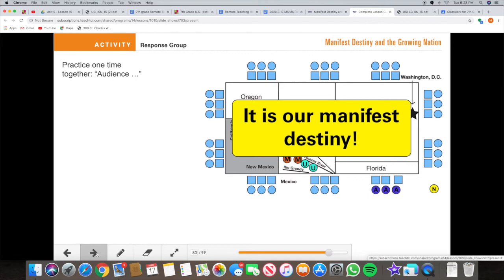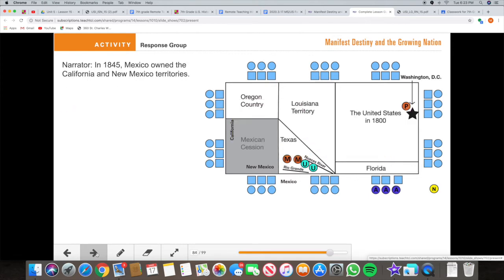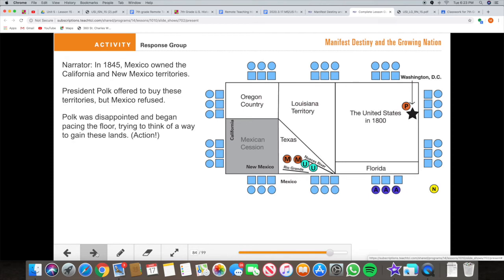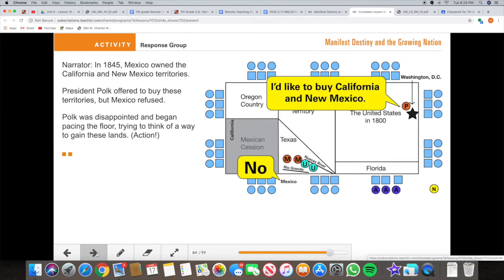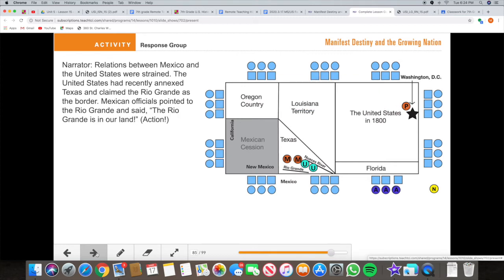Okay, now let's begin. In 1845, Mexico owned the California and New Mexico territories. President Polk offered to buy these territories, but Mexico refused. Polk was disappointed and began pacing the floor. Relations between Mexico and the United States were strained. That means they're not really good.